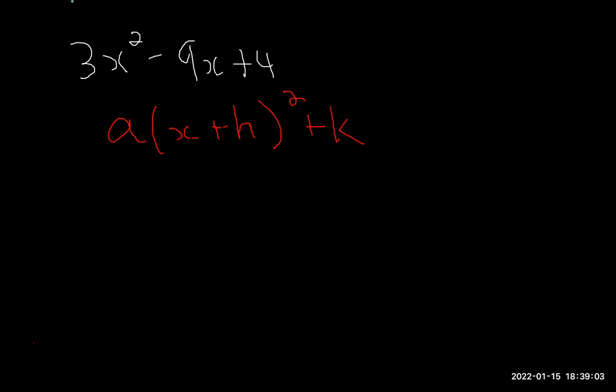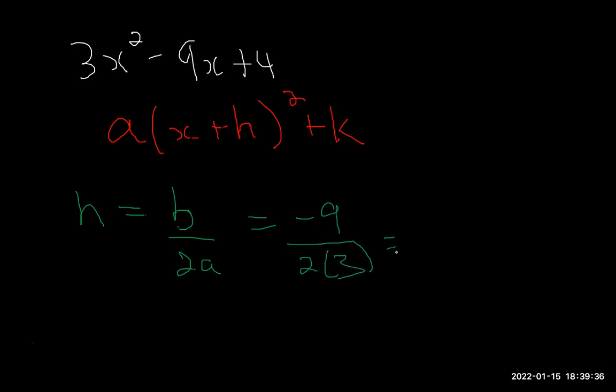So there are two ways to complete the square. First way, you could use the formulas. What's the formula for h? The formula for h is -b over 2a. Good job. So what would I put in? What's b? B is -9. So -(-9) over 2 times 3, which is 9 over 6, which reduces to 3 over 2.